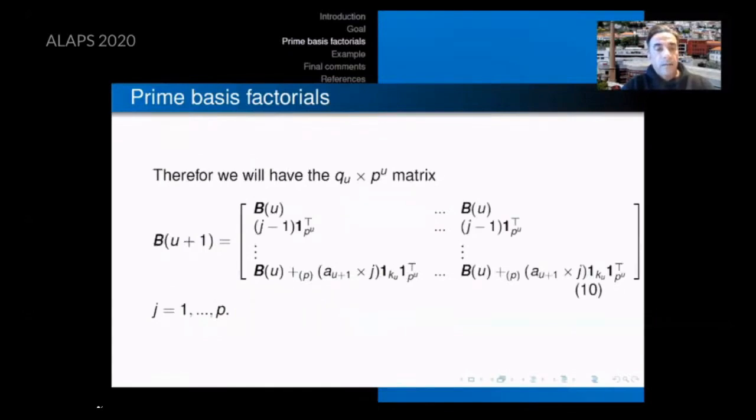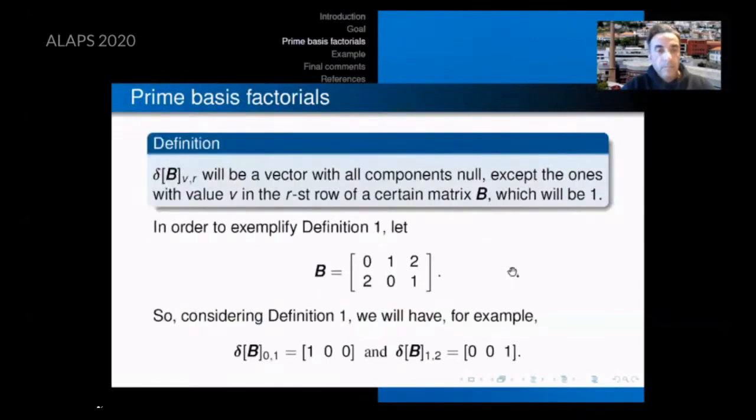So we may write BU as we have here. Now let's define delta B VR, which will be a vector with all components null except the ones with value V in the rth row of a certain matrix B, which will be 1. To exemplify, let's consider matrix B as we have here, and so delta B01 will be 1, 0, 0.